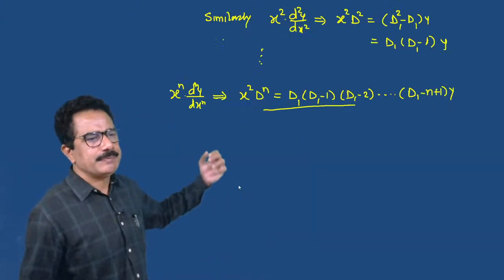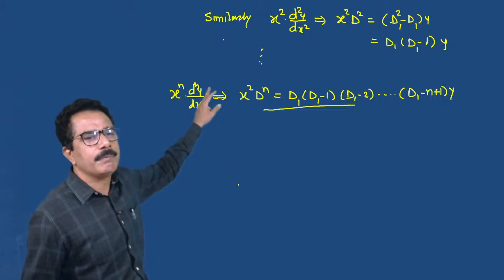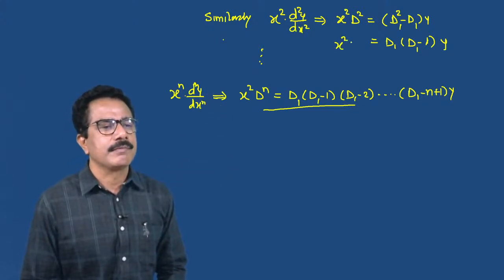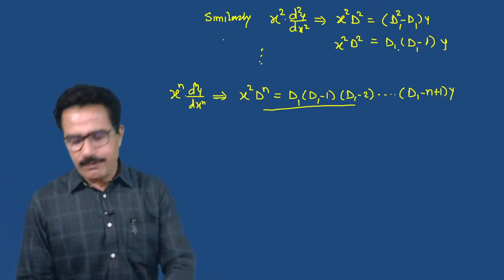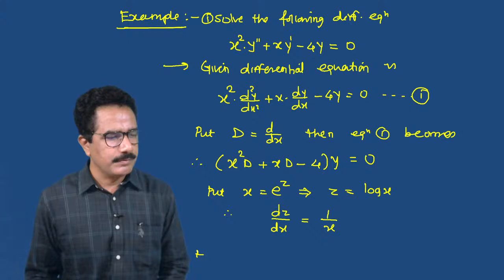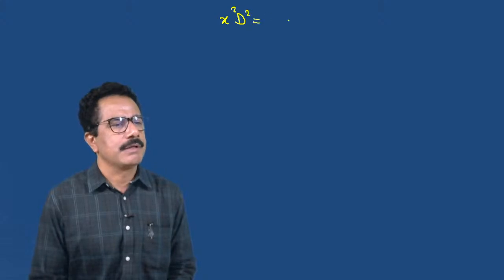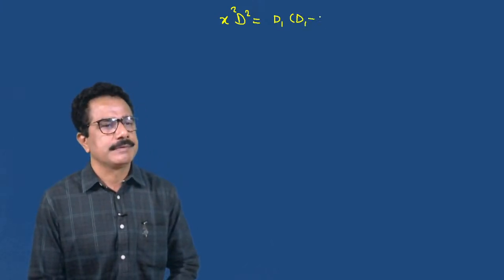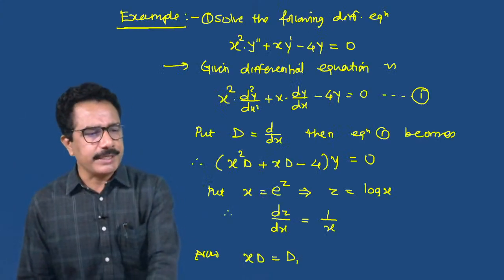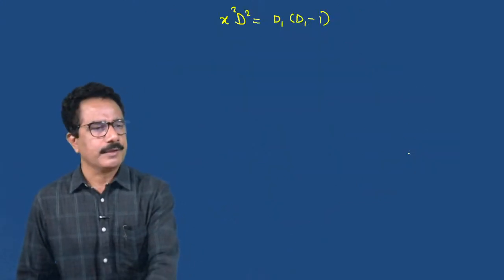मग आताच पाहिलेलं आहे आपण. हाऊ वी कॅन राईट? अगर x इज इक्वल्स टू e raised to z पुट करते तो xD ला आपण D1 लिहू शकतो. x square D square ला D1 into D1 minus 1 of y लिहू शकतो. So therefore this implies that now xD can be written as D1, x square D square can be written as D1 into D1 minus 1. Okay, so put these values in equation 2. इसको हमें अभी 2 में रखना है. 2 में. Okay, then we get, put in 2.